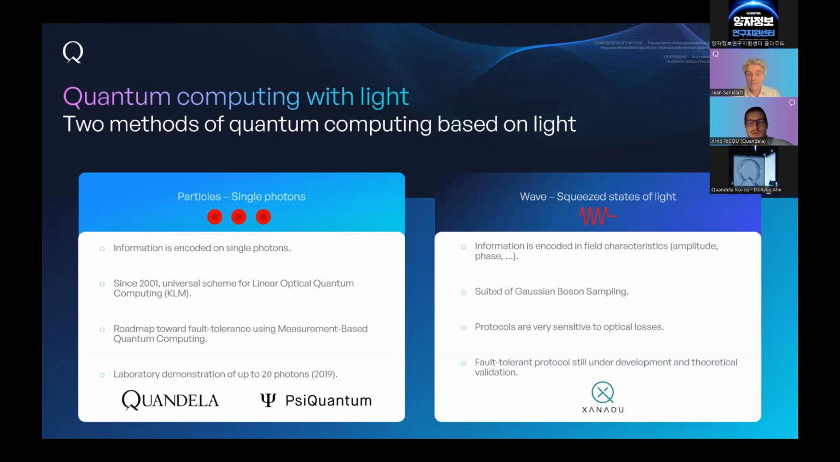It's suited for a task called Gaussian boson sampling, which is related to the boson sampling that you saw yesterday, but slightly different. Mathematically, instead of computing the permanent, you compute the Hafnian, which is a different function. Protocols are very sensitive to optical losses, so that's a big con for this approach. And as far as we know, there's no fault-tolerant protocol for this approach. It's still under development and theoretical validation.